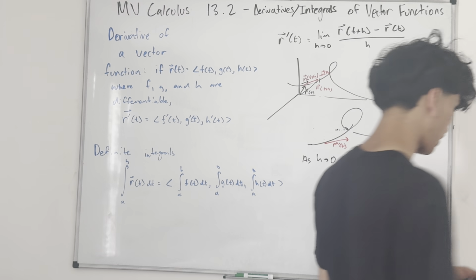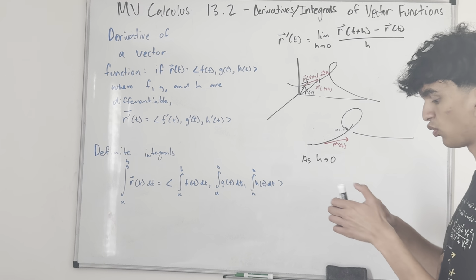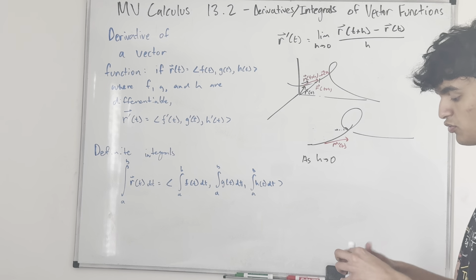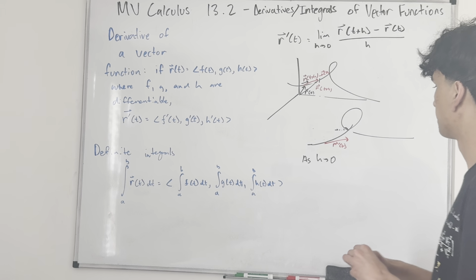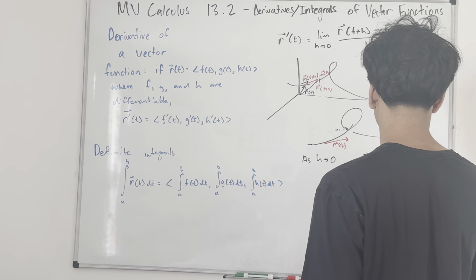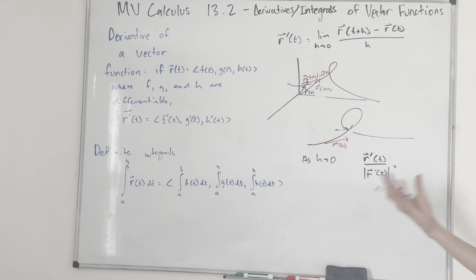So if I wanted to find the unit tangent vector, meaning the vector at this point that's a unit vector but tangent to the actual space curve, well, it's pretty simple, right? I'm just going to do r prime of t divided by the magnitude of r prime of t. And that's how you get the unit vector of anything.